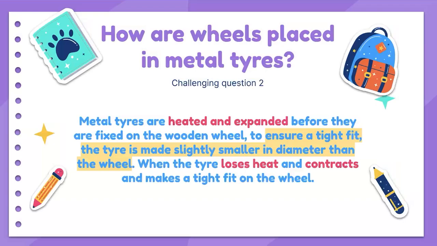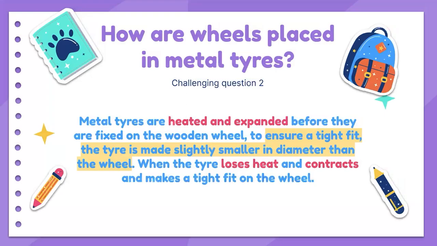Metal tires are heated and expanded before they are fixed onto the wooden wheel to ensure a tight fit. The tire is made slightly smaller in diameter than the wheel. When the tire loses heat and contracts, it makes a tight fit on the wheel.